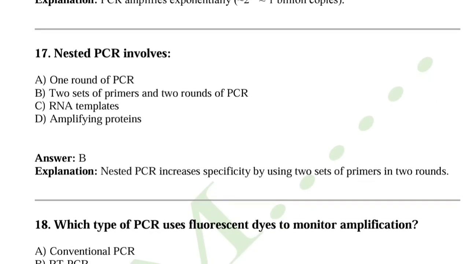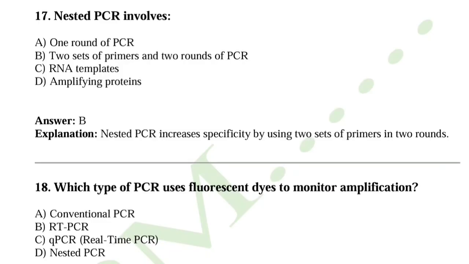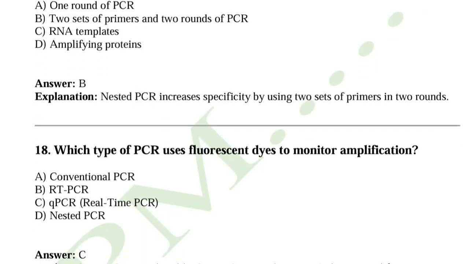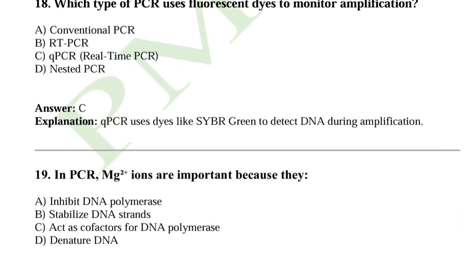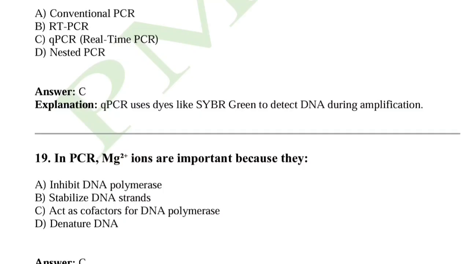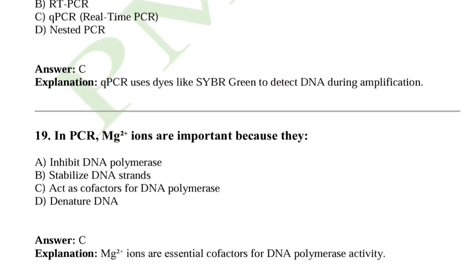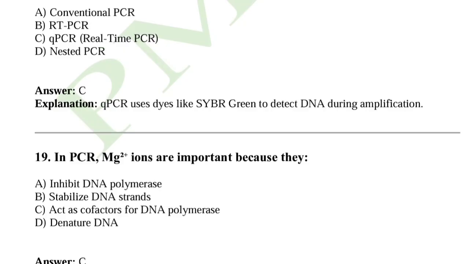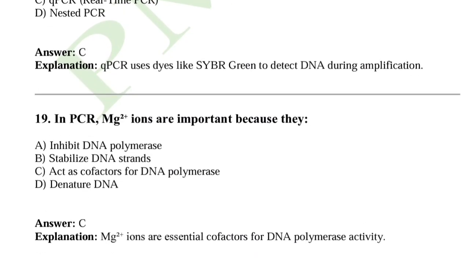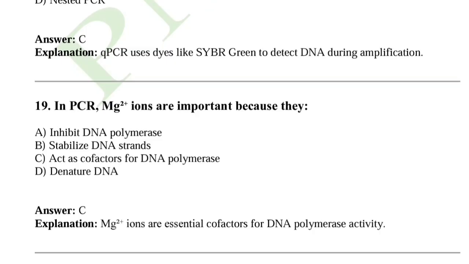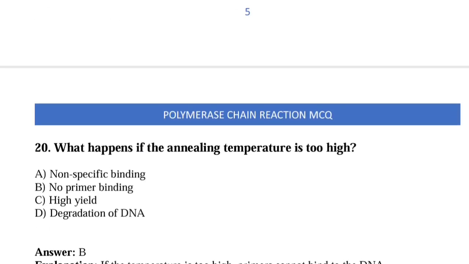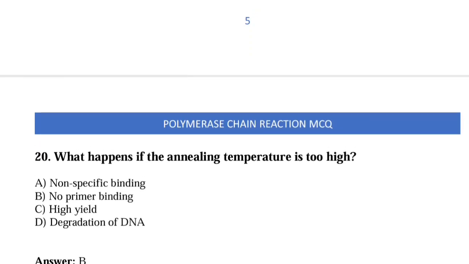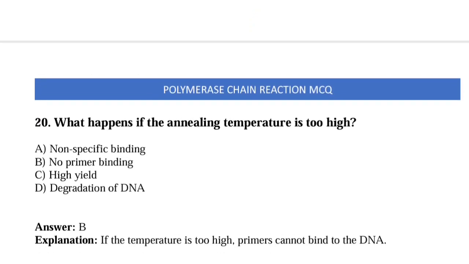Okay. Question number 18. Which type of PCR uses fluorescent dye to monitor amplification? So the right option is C, that is qPCR, real-time PCR. Okay. Then come to question number 19. In PCR, magnesium ions are important because they act as a cofactor for DNA polymerase. Option C is correct. Now come to question number 20. What happens if the annealing temperature is too high? So no primer binding will take place if the temperature is high during annealing.